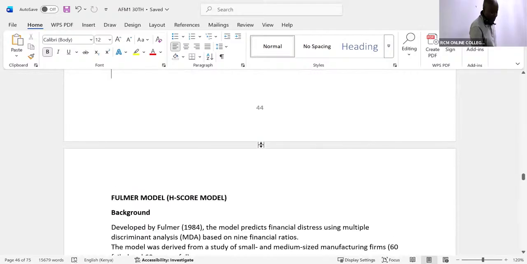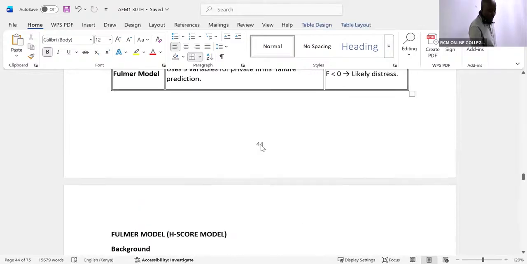So we have two models to go. We have what we call Fulmer model, which is on page number 45. Fulmer model, also known as the H-score model. So don't take lots of time on this. It has never been tested, but it's good for you to know that you could also be the very first candidates who can easily be tested on this.